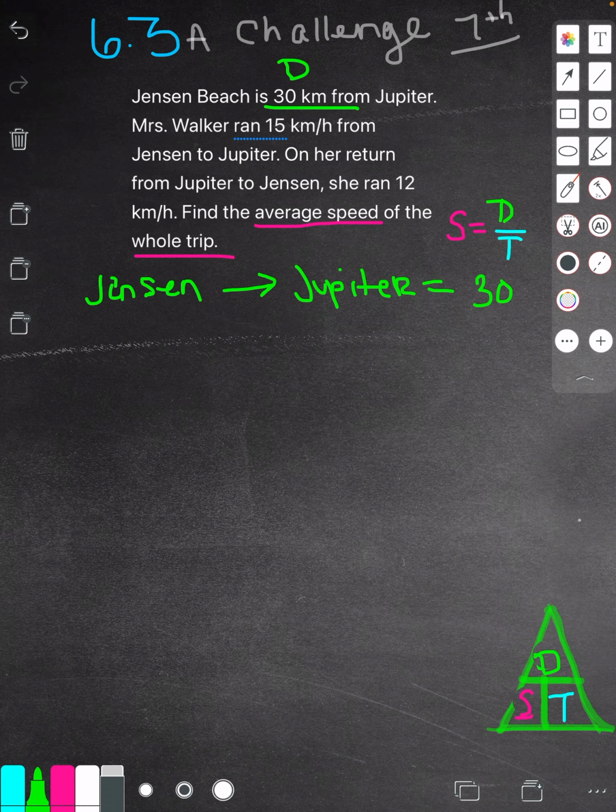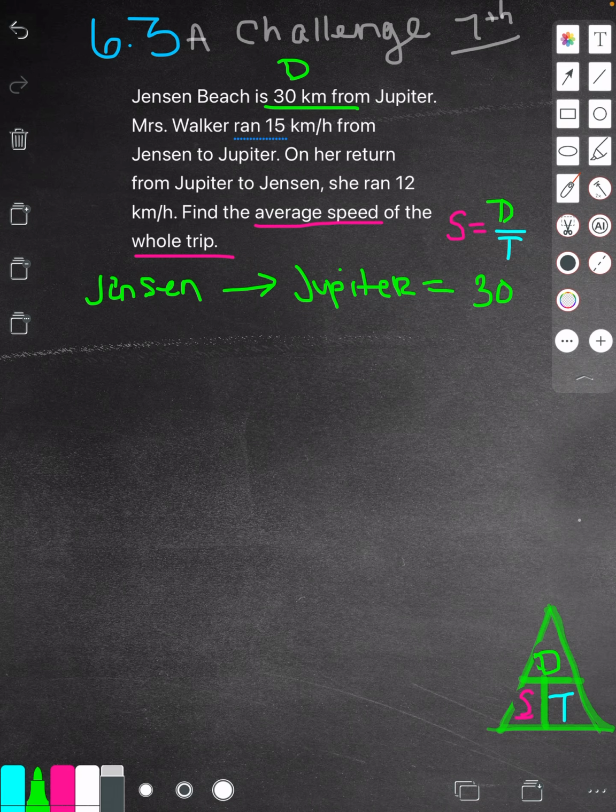All right, let's go down to the next sentence. It says Mrs. Walker ran 15, okay, so kilometers per hour. That is a speed. I'm going to come back to that. From Jensen to Jupiter. On her return from Jupiter to Jensen, she ran 12 kilometers an hour. Kilometers an hour, again, is a speed. It reminds me of miles per hour, which is what we would use to measure how quickly or how slowly, really, you were moving in a vehicle or on a bicycle. So kilometers is just another way to represent a distance. And when it's per hour, we're talking about that speed.